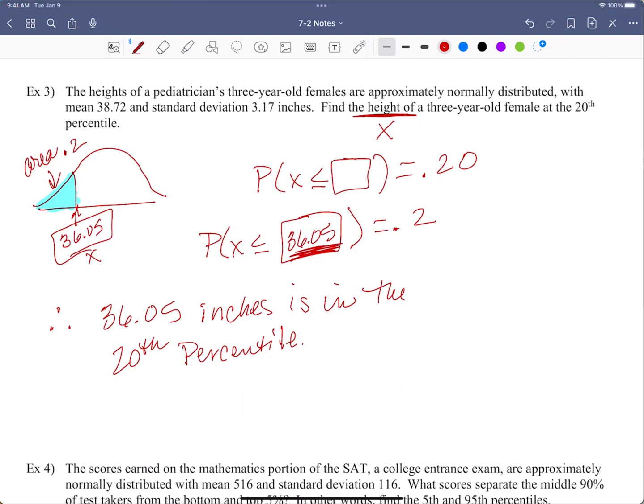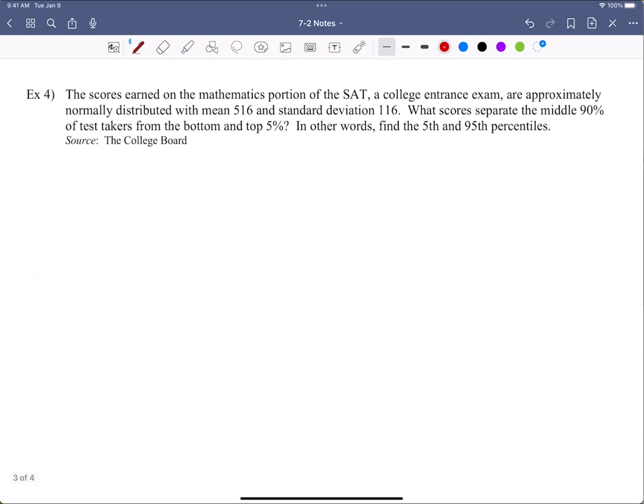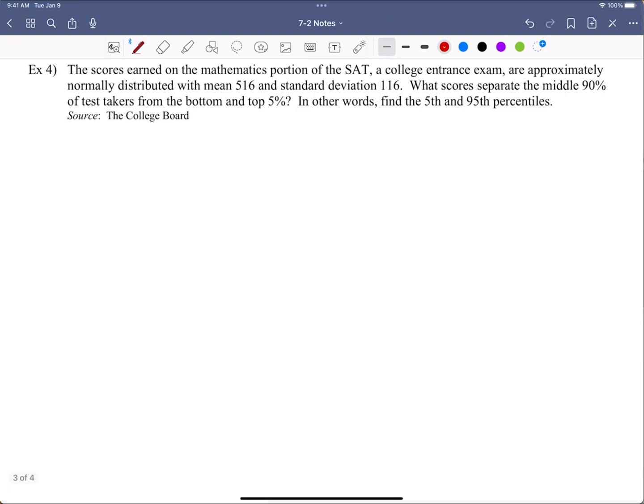Scoot this over so we can see the whole thing. All right, the scores earned on the mathematics portion of the SAT, which is a college entrance exam, we're familiar, right? Are approximately normally distributed, that's always good to know, with a mean of 516 and a standard deviation of 116. What scores separate the middle 90% of test takers from the bottom and top 5%? In other words, find the 5th and the 95th percentiles.